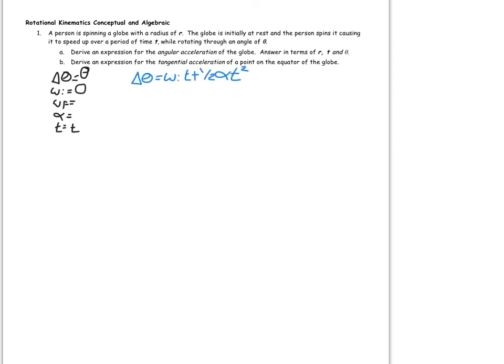So we can use our delta theta equation here. We know that initial velocity is 0, so that whole term goes away. And so we just get theta equals 1/2 alpha t squared. And when we solve for our angular acceleration, we're going to get that it's going to be equal to 2 theta over t squared.